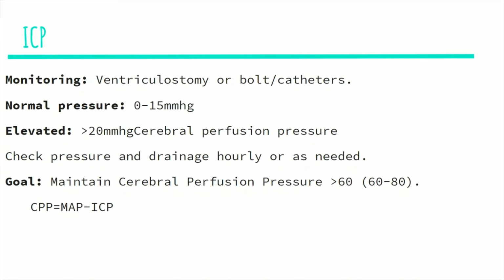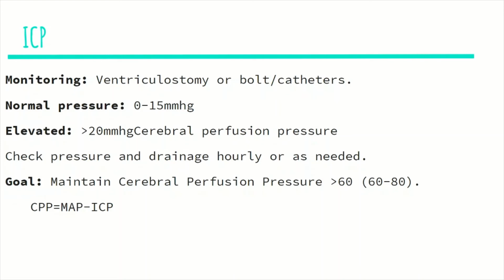So as far as monitoring the ICP, it's going to occur after a device is placed within the brain of the patient, which can be a ventriculostomy or an EVD, which stands for external ventricular drain. The EVDs are great because you're able to measure the ICP while also draining CSF, which helps lower the ICP. Other methods of measuring include specific bolts and catheters. However, they lack the ability to drain CSF.